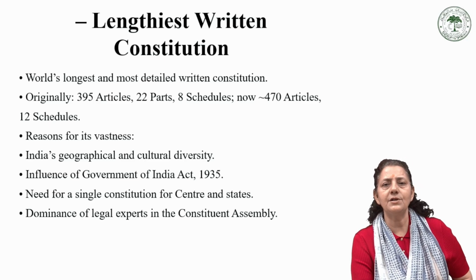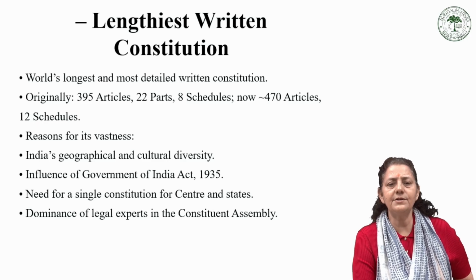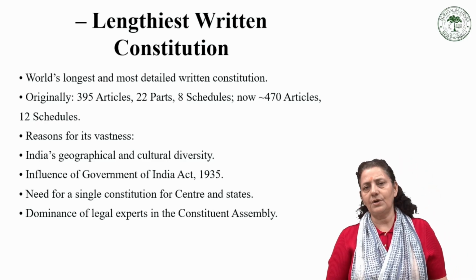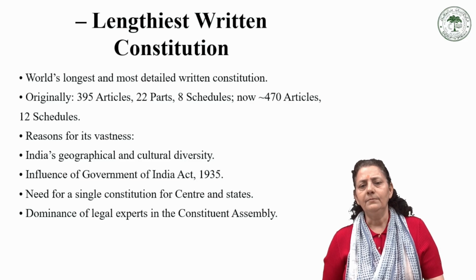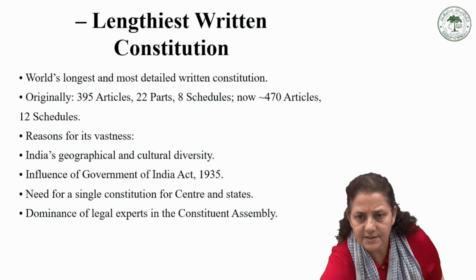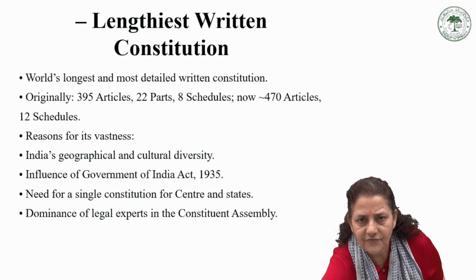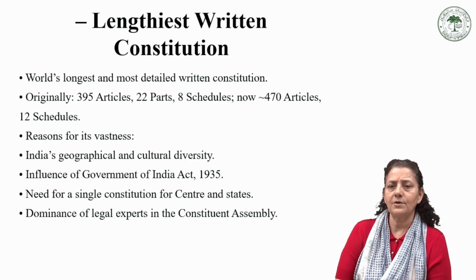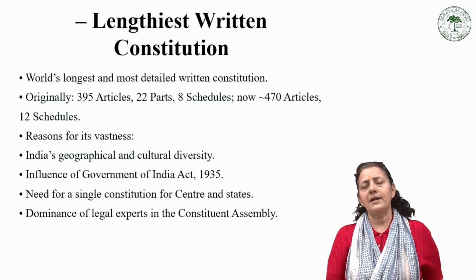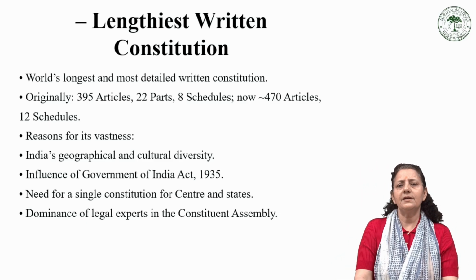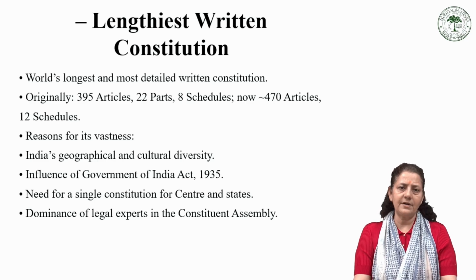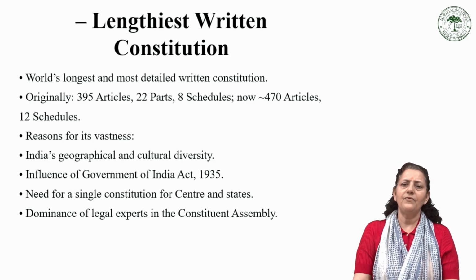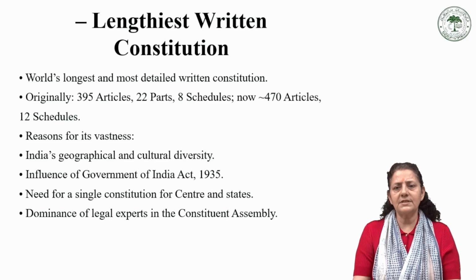First, India is a very large and diverse country with many religions, languages, and traditions. So the constitution had to include detailed provisions to suit this diversity. Second, the framers borrowed many ideas from earlier laws, especially the Government of India Act of 1935, which provided a detailed administrative framework. Third, unlike in countries like the US, India needed one single constitution for both the center and the states because we follow a federal system with a strong central government.